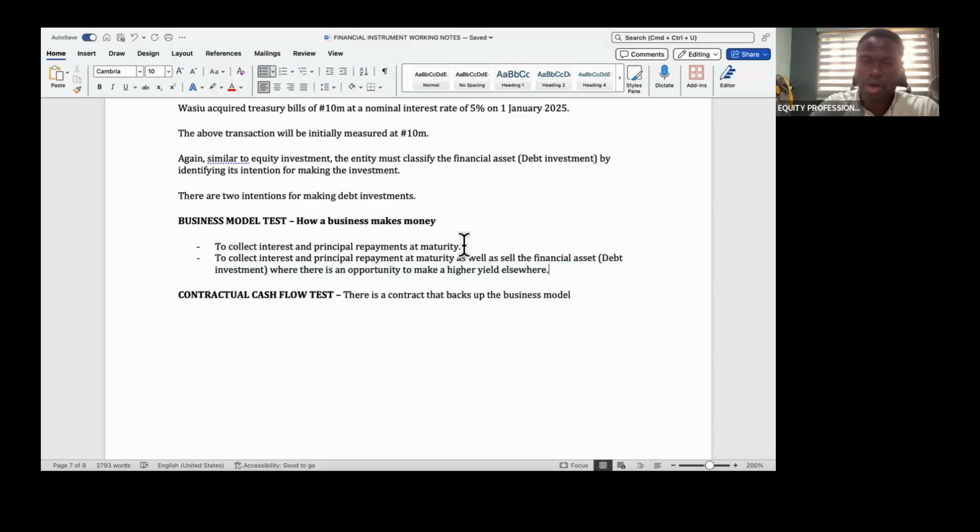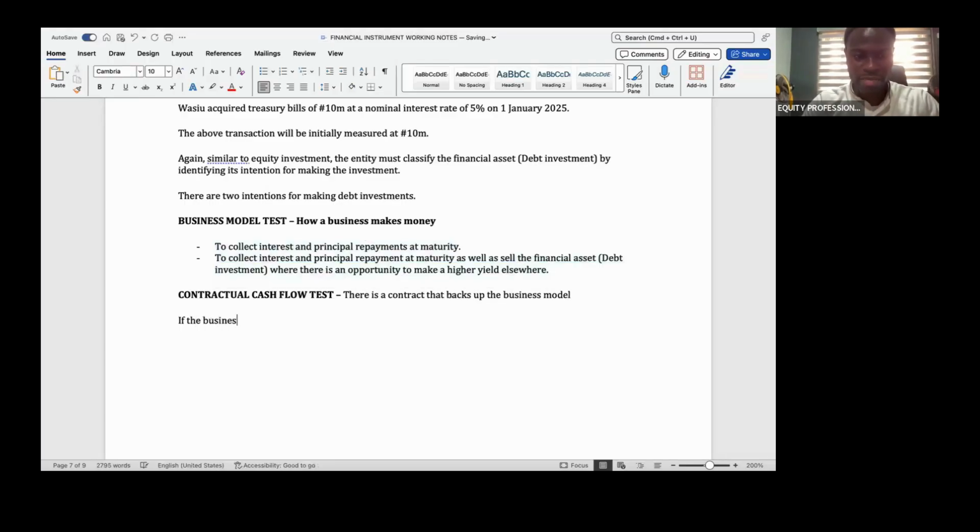So what we just need to really learn is to spot which of these two is how the company is making money. Is it just collecting interest alone and principal, of course, or can it also sell if it wishes to? This is basically what determines classification.